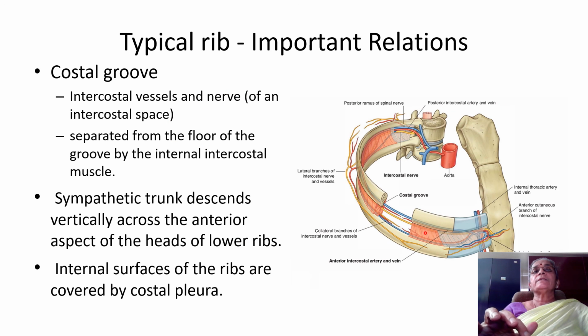So the costal groove contains the intercostal vessels and nerve of an intercostal space. They are separated from the floor of the costal groove by a muscle called the internal intercostal muscle. Then the sympathetic trunk will also be seen running vertically across the anterior aspects of the heads of the lower ribs. The internal surfaces of the ribs are covered by the pleura, that is known as the costal pleura.